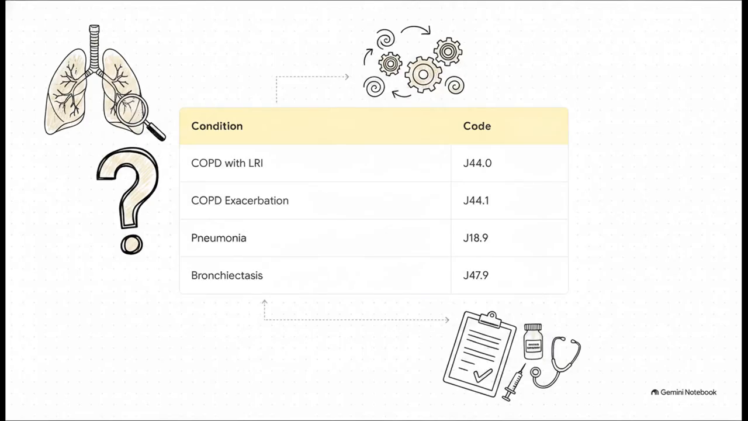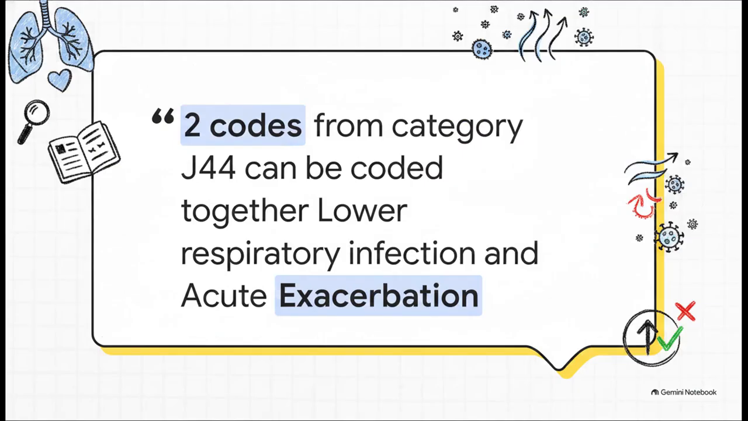You might be looking at this and wondering, wait, can I actually use 2 different category J44 codes at the same time, right alongside the codes for pneumonia and bronchiectasis? Like, can we really report J44.0 for the infection and J44.1 for the exacerbation, plus J18.9 for the pneumonia and J47.9 for the uncomplicated bronchiectasis? Is that actually allowed? The answer is a resounding yes.